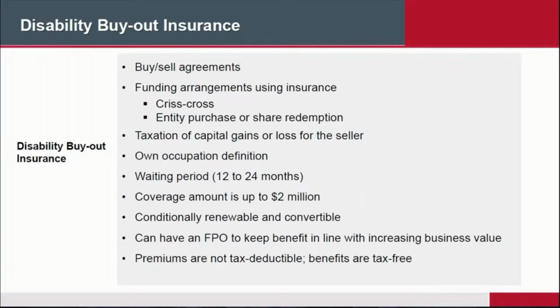So I become disabled. After a period of time, the waiting period, which they call the trigger date, the money gets paid out, I get the check, and then I hand over the shares to the company, or I hand over the shares to you as my partner. As for the taxation of capital gains or loss for the seller, there could be some taxation issues, obviously, because I have sold the business. Once again, because it is business insurance, it is an own occupation definition. So it's not regular.